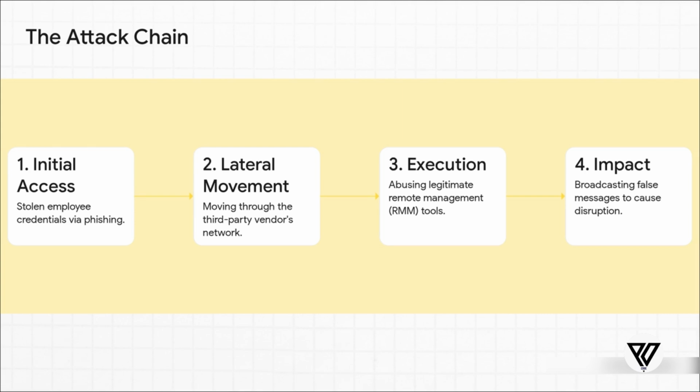First, they got their initial access, and it looks like they used stolen employee credentials from that third-party vendor. Second, they moved laterally through the vendor's network to find the systems that connected out to the airports. Third was execution, where they took control. And then finally, the impact, broadcasting those bogus messages.